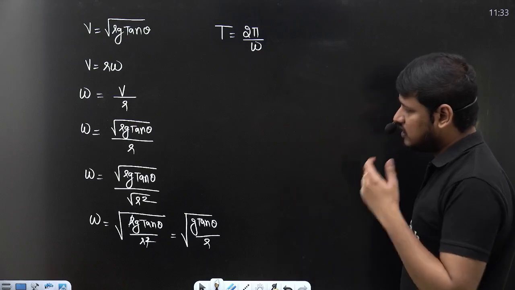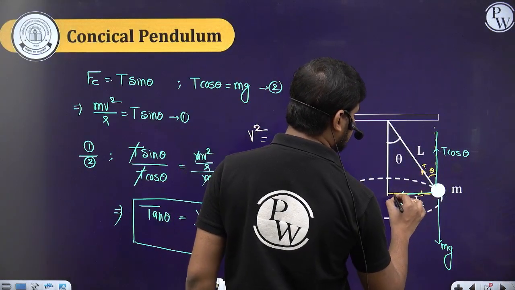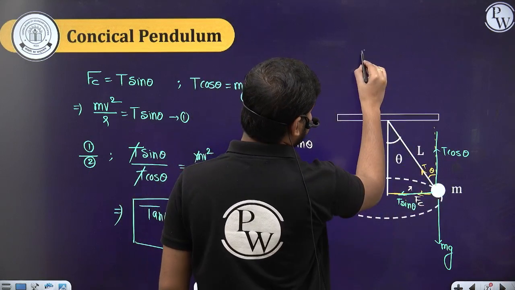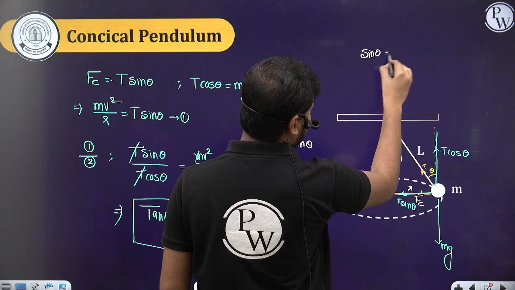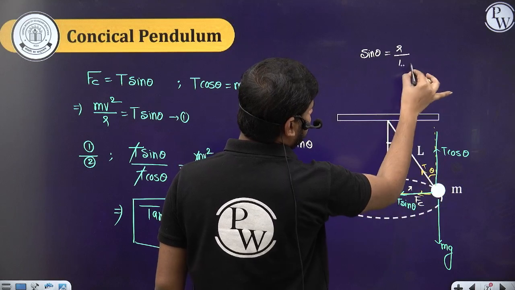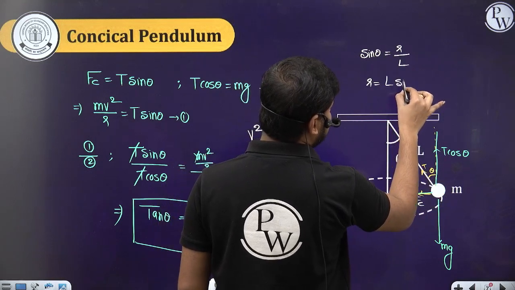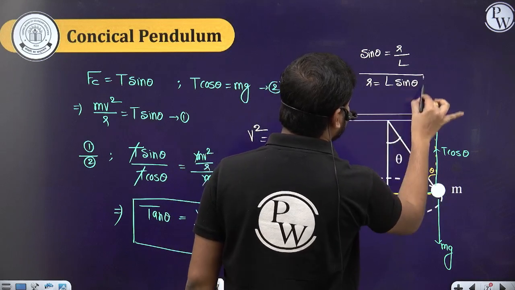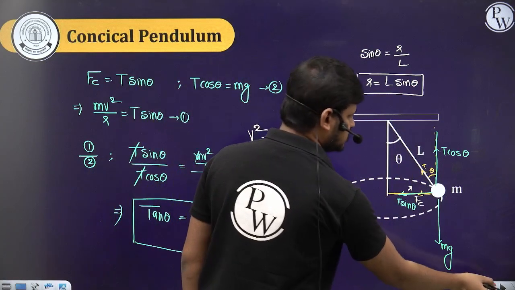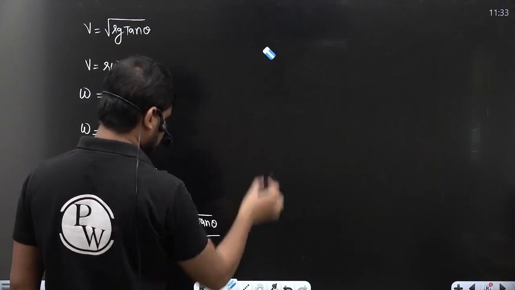So now we can do one more thing. Let's consider this circle has a radius r. Then sin theta is equal to the opposite side r by the hypotenuse L, right? So from here, small r is equal to L sin theta. Just I am doing the basic maths. So small r is equal to L sin theta. Let's write this aside.